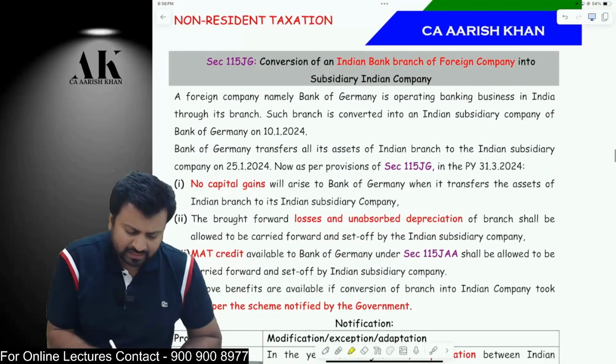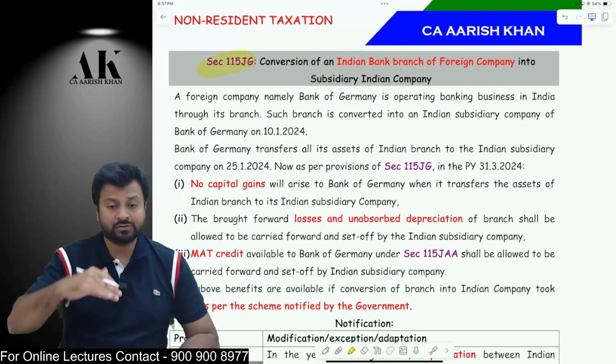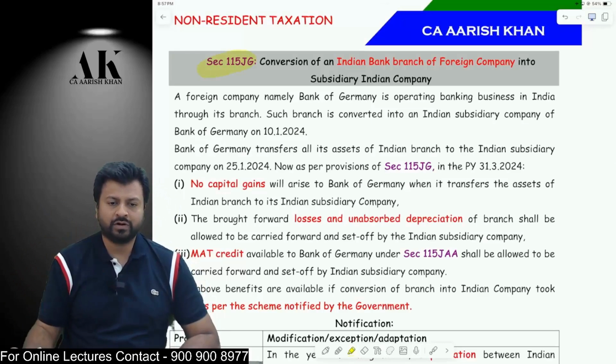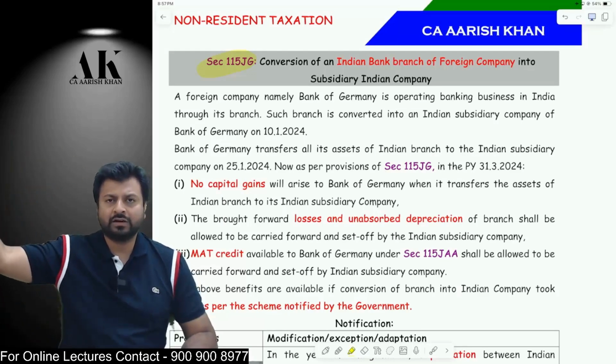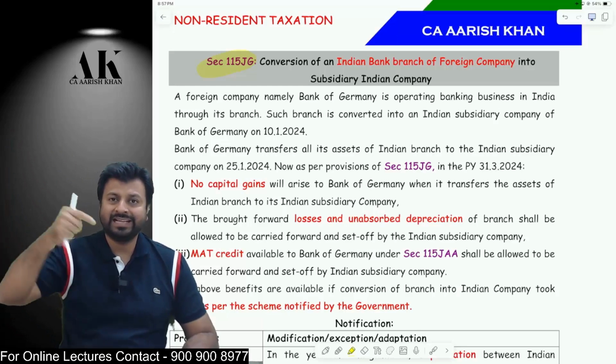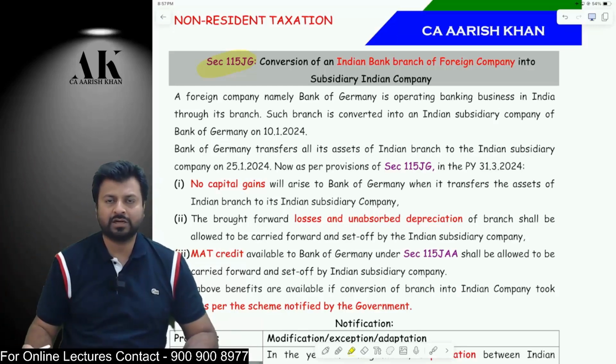Now, the next provision is again not very important. The previous one was very, very important, but this one is not very important for examination. That is 115JG, conversion of an Indian branch of a foreign bank. Suppose there is a Bank of Germany which is located in Germany, obviously, and there is an Indian branch of that particular German bank.